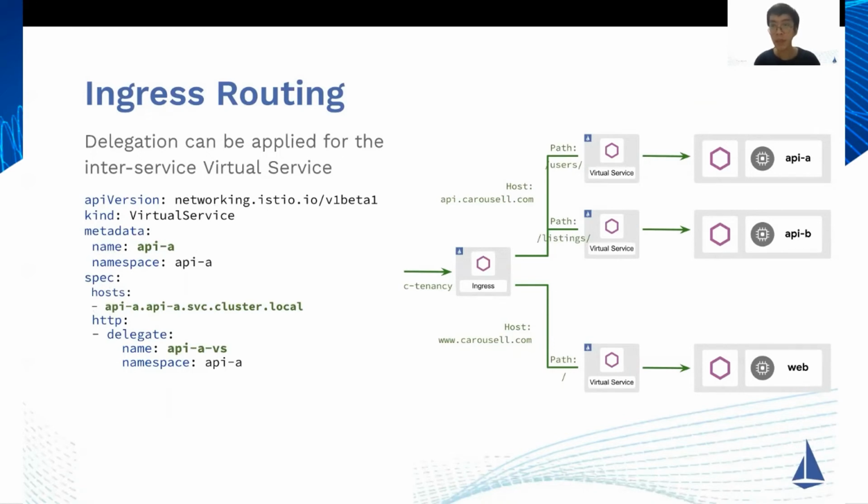Yeah, and then to improve maintainability as well, we notice that for the inter-service communication virtual service, we can also do the same. We can also delegate the routing portion into another virtual service. So for the ingress gateway and the normal virtual service, we can delegate the C tenancy header routing to a separate dedicated virtual service here to simplify our configuration.